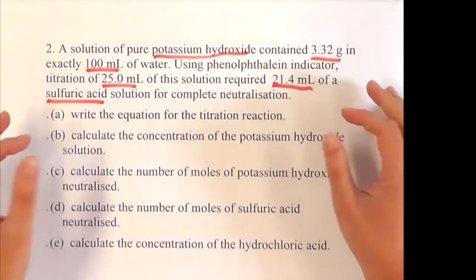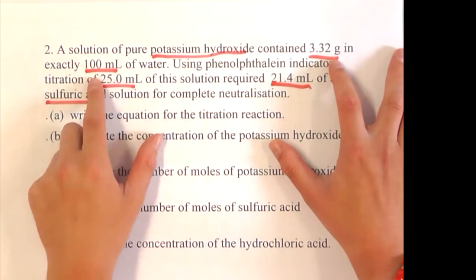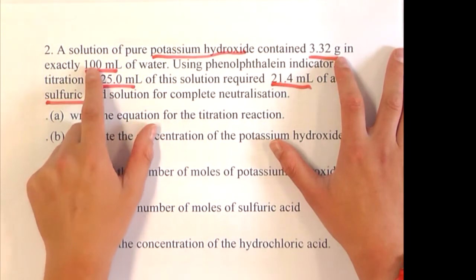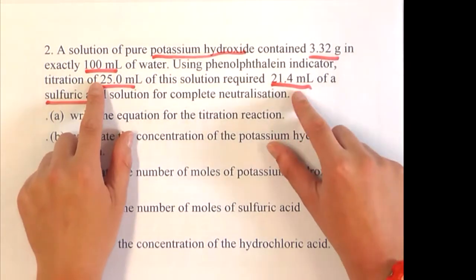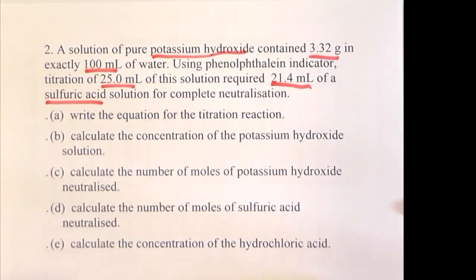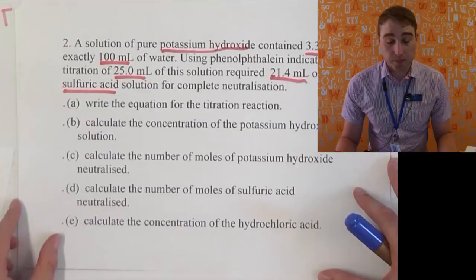Reading the question again, I'm thinking in my head what's happening. I'm starting with potassium hydroxide solution, so this is my standard solution. I've taken 25 mLs of that solution, put it in, and I've titrated that against some sulfuric acid solution. So now I have a fairly good idea about what's going to go on, and now we can start doing parts of the question.